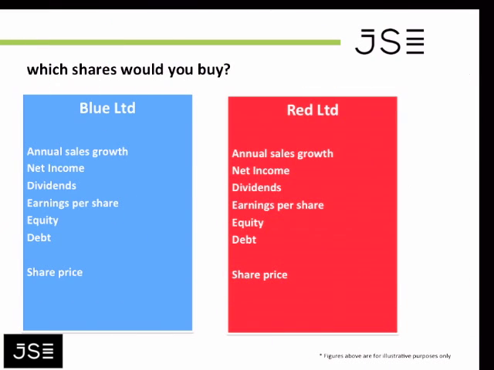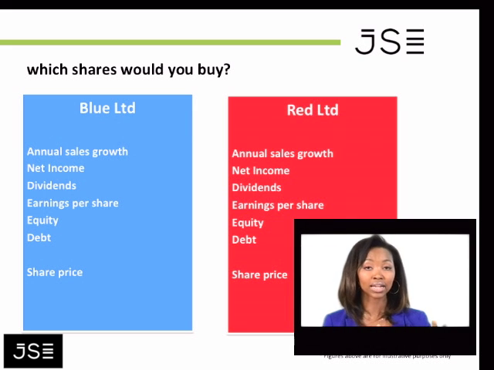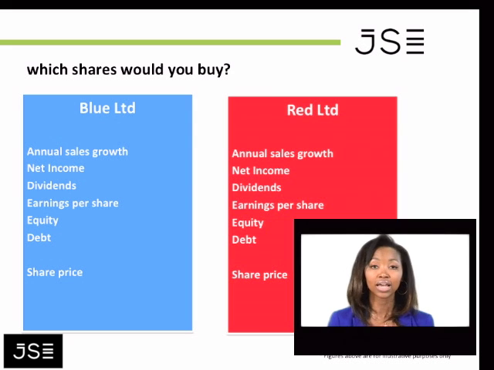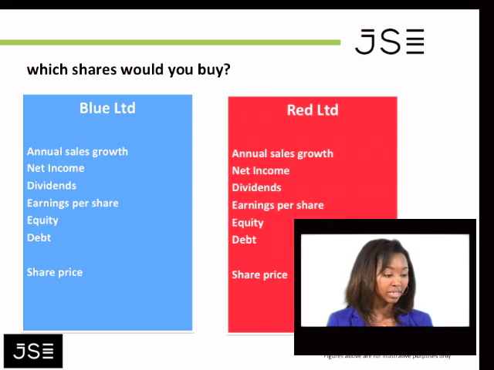So now let's look at an example. We've got two companies, Blue Limited and Red Limited. We're going to look at selected line items from their financial statements, and we're also going to look at the different financial ratios. So let's start with the financial statements. We're looking at sales growth, net income, dividends, earnings per share, equity, debt, and the share price. So how do they fare?